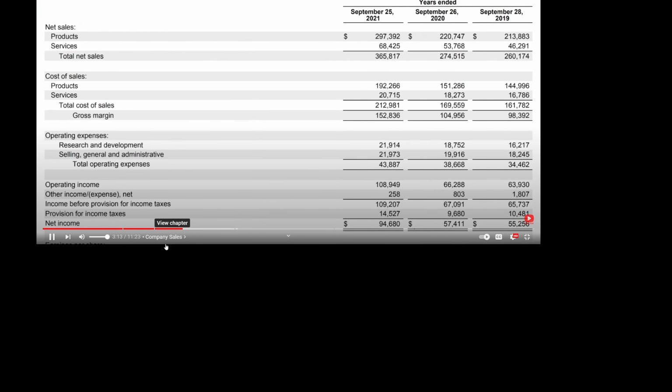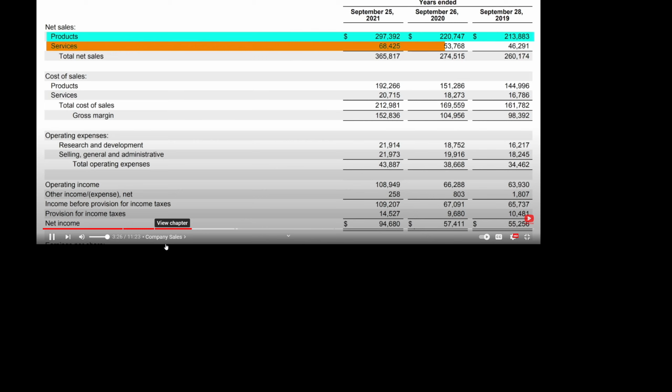If you look at Apple, on the other hand, they break out the revenue into two separate categories. Products, which is from the sale of physical products such as iPhones, iPads, AirPods, Apple Watches, and Macs. And then services, which is revenue from software and subscription services. So this would include App Store revenue, Apple Music, cloud storage, and anything else that isn't a physical product.